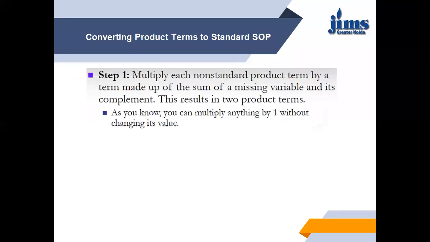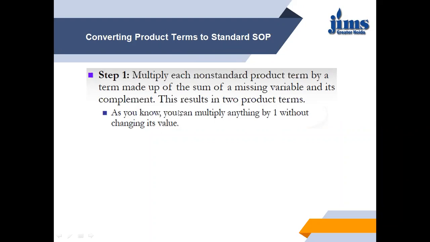Now, the very first step is to multiply each non-standard product term by a term made up of the sum of a missing variable and its complement. This results in two product terms. When we do an example, then it will be easy to understand.